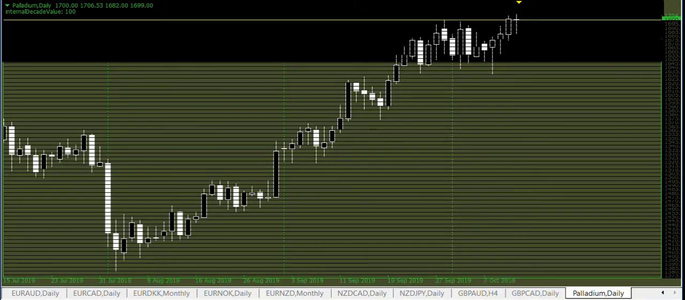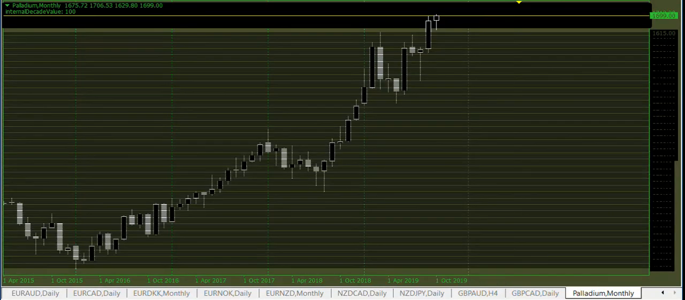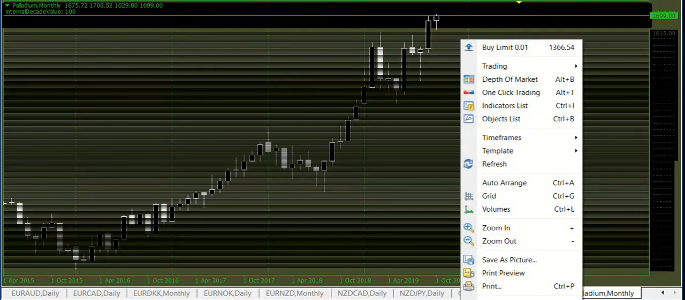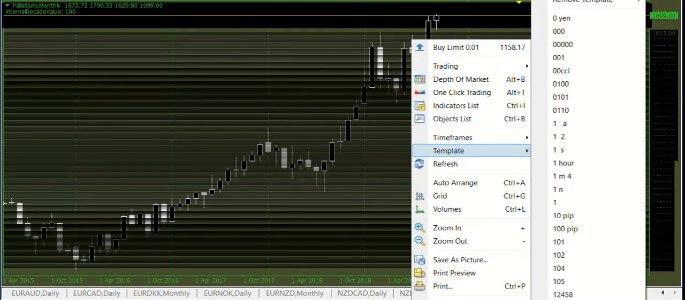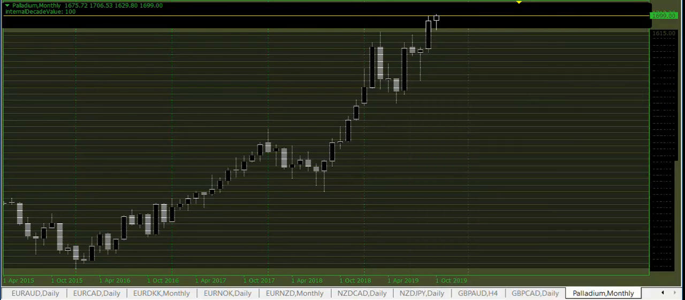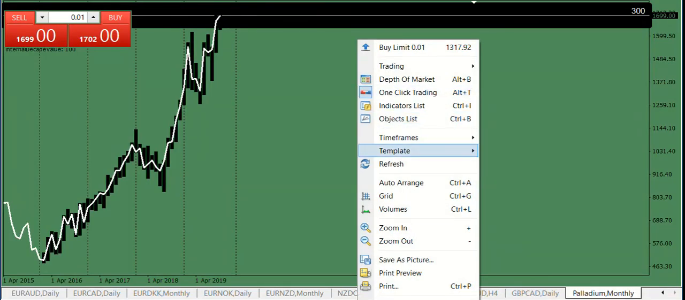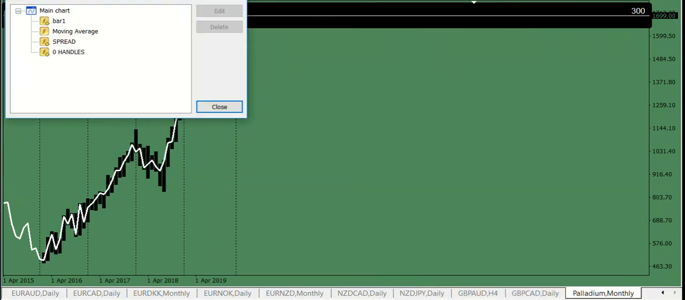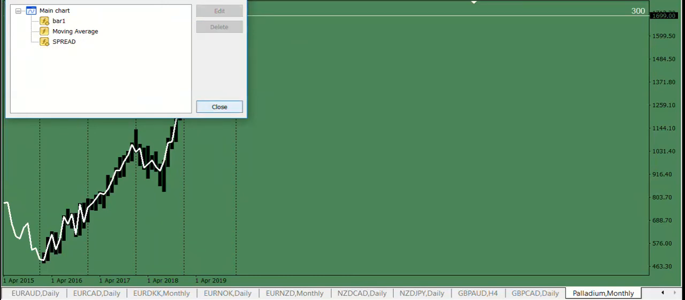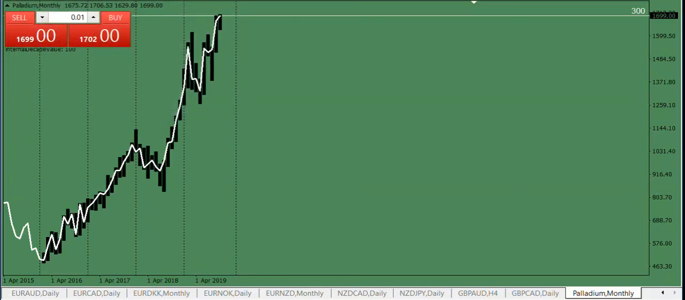Just throw in a, trying to find the right template. I think they all have grids in them. Let me take off this price grid. Okay. Kind of a nasty spread here.